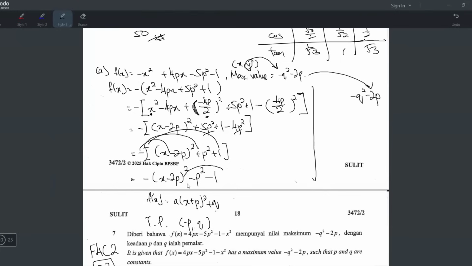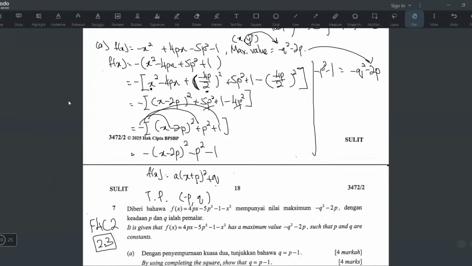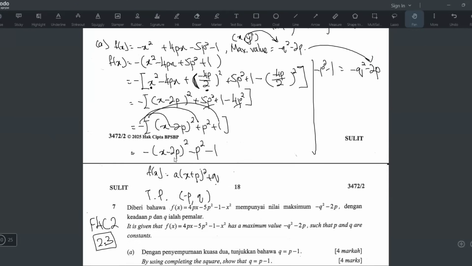So for the Y coordinate, I will refer here, right? So just take the whole thing here. Negative P square minus 1 equals negative Q square minus 2P. Like that. Okay. Because for the Y coordinate, we will refer here. And tak payah tukar tanda. Only when you take out the X coordinate from here, then only you have to tukar tanda. For the Y coordinate, tak payah tukar tanda.